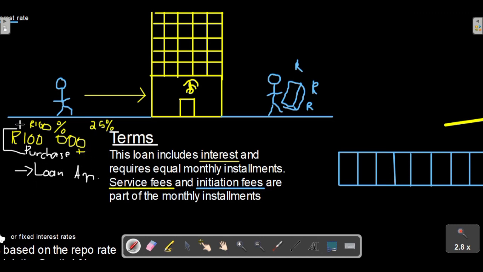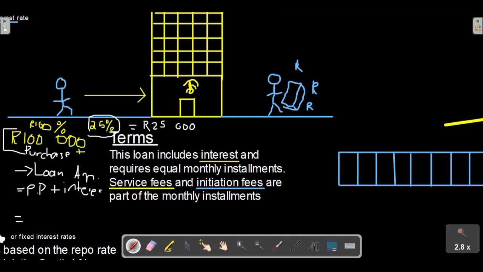Now, what they'll do, they'll take that purchase price. I'm just going to write PP, purchase price, plus their interest. In this case, their interest is 25%, which means that it's 25% of the purchase price, right? 25% of 100,000 is your 25,000 rands. So this is the interest. This is the money that will be added on top of that money you borrowed, which is the purchase price. So that means that in total, your loan amount is the purchase price plus the interest, right?